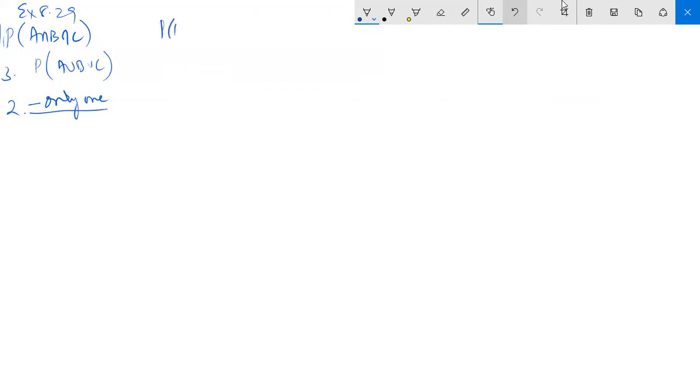So the data that is given: P of A is equal to 3/4, the first fellow hitting. P of B, the second fellow hitting, is half. Then P of C, the third fellow hitting, is 2/3. This is all given. So what you have to find, again I told you, whenever you have P of A union B union C, you cannot find that directly.